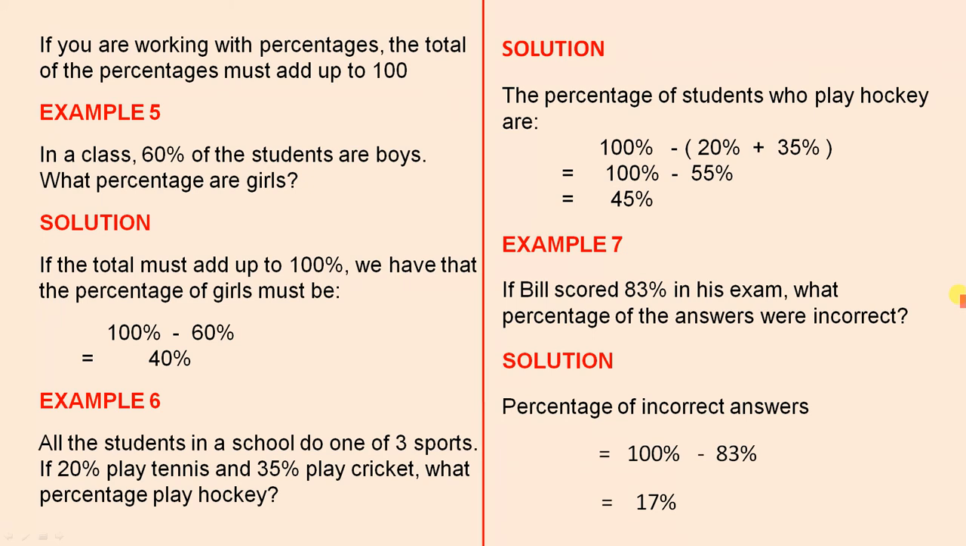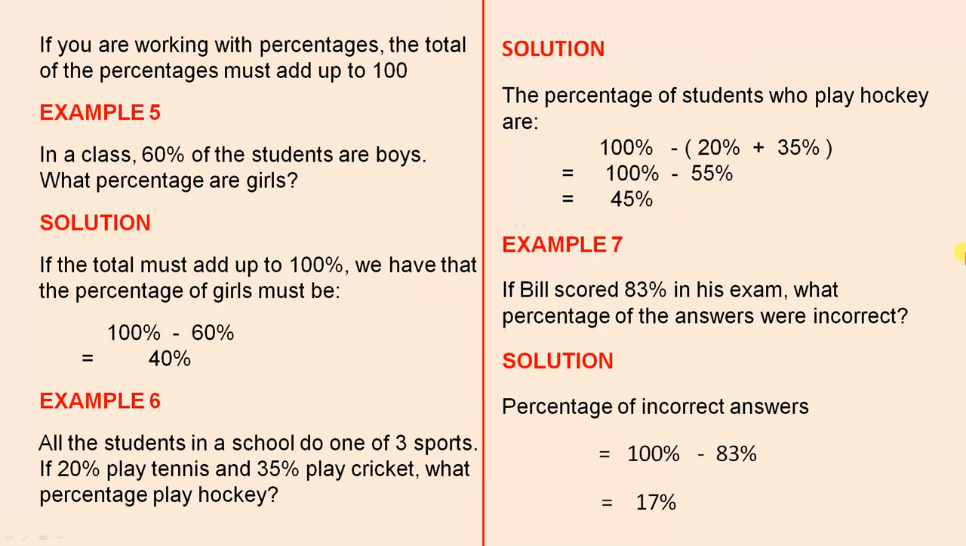Example 6. All the students in a school do one of 3 sports. If 20% play tennis and 35% play cricket, what percentage play hockey? The solution, the percentage of students who play hockey are 100% minus the addition of the other 2 sports. So it's 100% minus 55%, which is 45%. So 45% of the students play hockey.